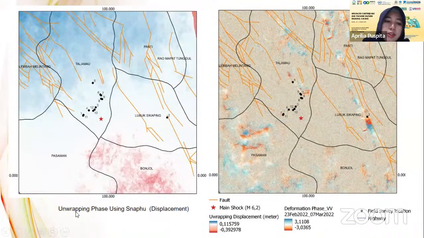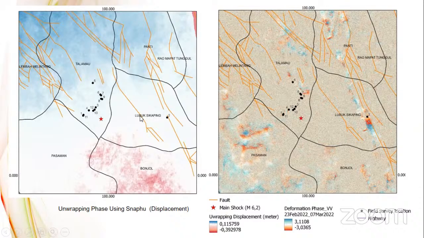Okay, I want to show you the unwrapping process using SNAPHU. This is still the wrap process with a deformation process. Maybe the outputs are not similar when using SNAPHU, while the unwrap process with the wrap process is similar. Maybe there are many kinds of mistakes from the processing in SNAPHU.